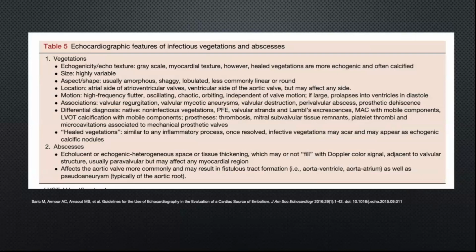Location: it's usually on the atrial side of the AV valves, so on the low pressure side, and on the ventricular side of the aortic valve. The motion is high frequency, it can oscillate. It's independent of valve motion, which I think is probably the key feature of it. And if it's large, it can prolapse into the ventricles during diastole. You can get valve regurgitation, mycotic aneurysms, destruction of the valve, abscesses, and prosthetic dehiscence.